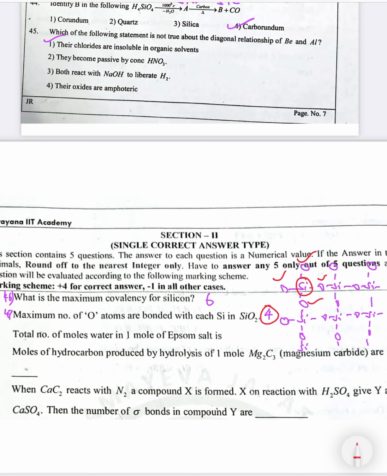Next one is 48. The total number of moles of water in 1 mole of Epsom salt, which is MgSO4.7H2O. So how many water molecules are there? 7H2O, 7 molecules of water are present.